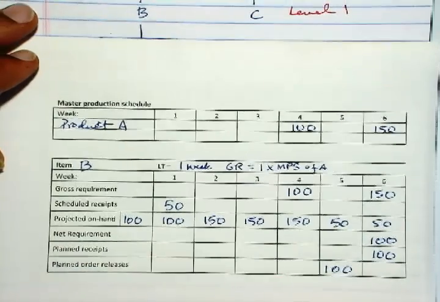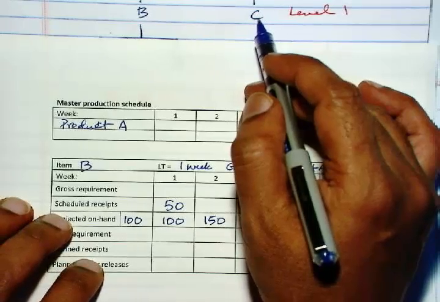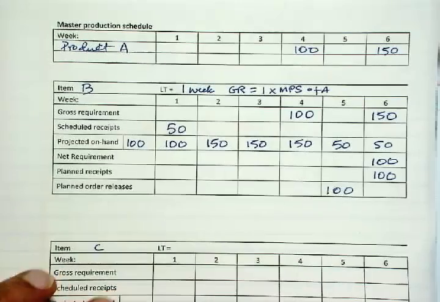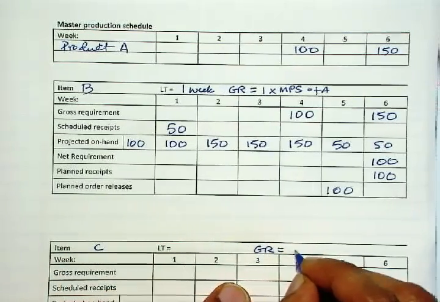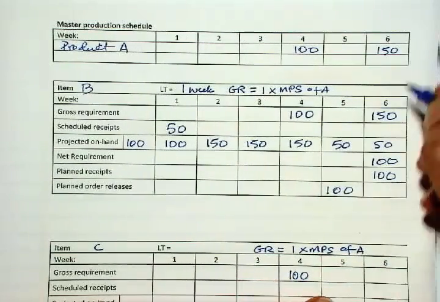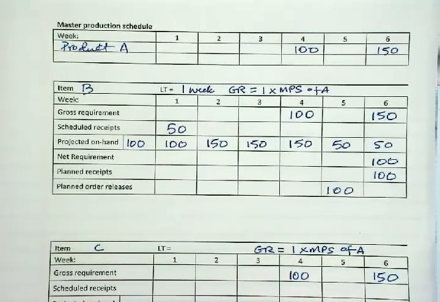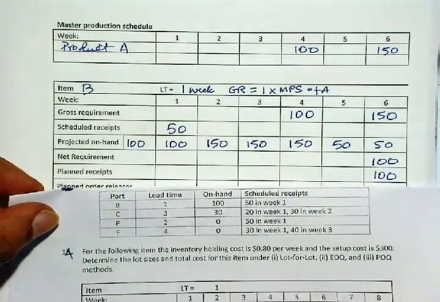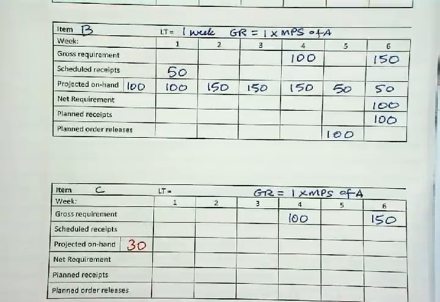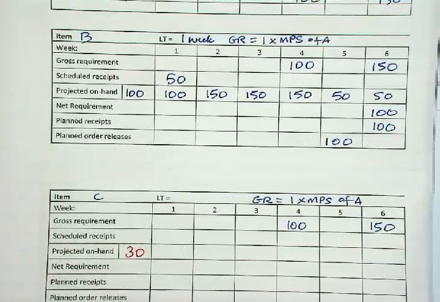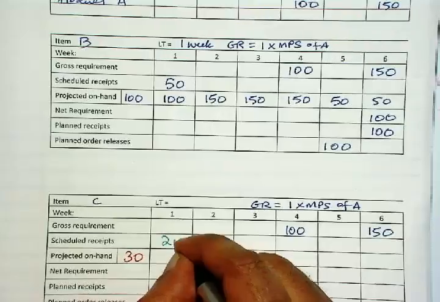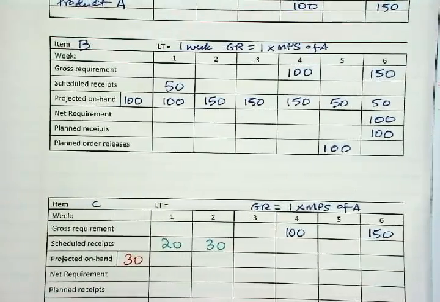Okay, next item is C, and again you need only 1 unit of C for each A. So item C, well, gross requirement is 1 times master production schedule of A, which is 100 and 150. Of course, we need to look at what the available inventory is. So we have 30 units on hand that's actually available, and we have 20 in week 1 and 30 in week 2 coming in. So 20 and 30 units are coming in those 2 weeks.